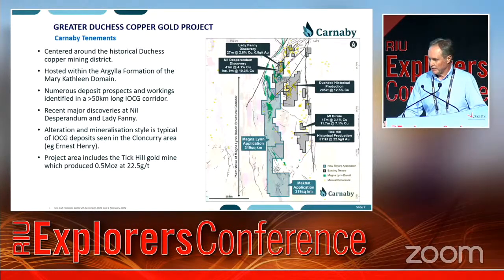At the southern end, included in the tenements, is the Tick Hill mine, which is a historic mine operated by MIM in the 90s. It was also spectacularly high grade, one of the highest grade gold mines in the country, produced 500,000 ounces at a head grade of 22 grams. So it's a well endowed belt with extensive areas of IOCG signature mineralisation. The alteration and mineralisation style is typical and similar to what's seen in the Cloncurry region.